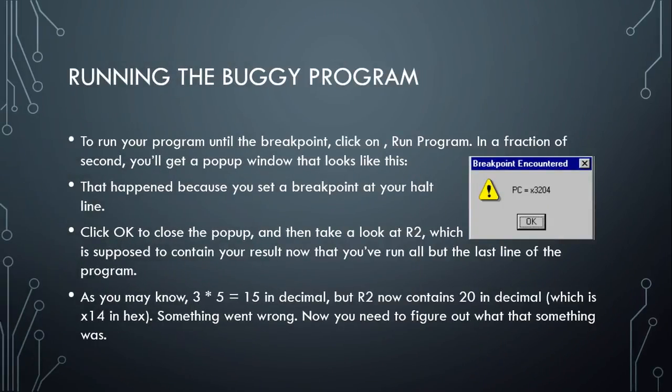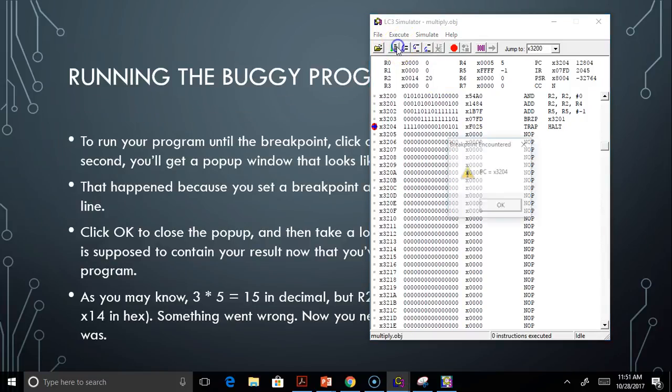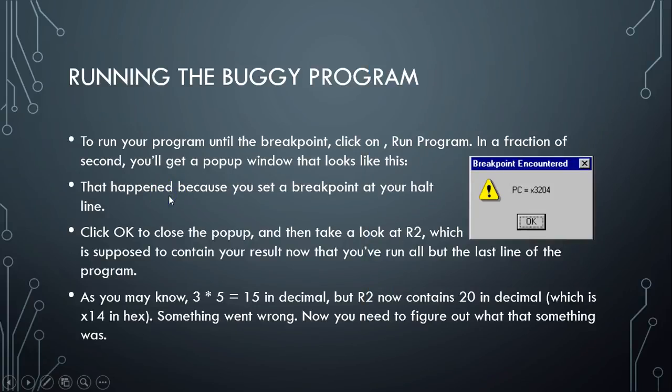So let's go ahead and run that debugging program. To run our program, we click on Run Program. For a second, we're going to get a pop-up window that looks like this. So let's go ahead and do that. I'm going to run the program. Bing, there's my pop-up. It says PC equals 3204. So just click OK.